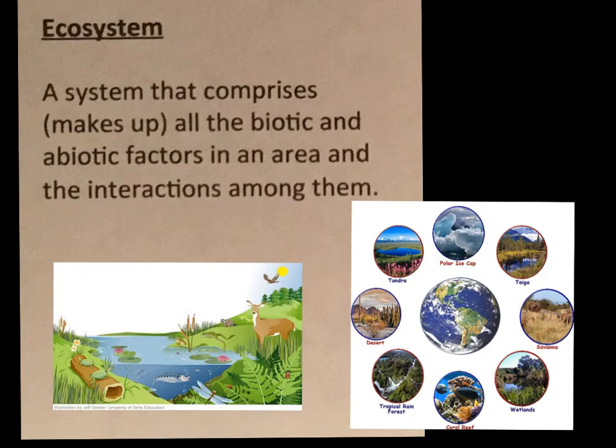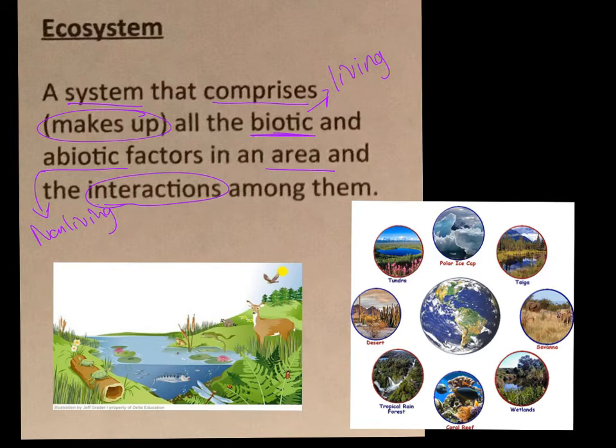Now we get to the big picture, the ecosystem. So right here, an ecosystem is a system that comprises, which means to make up, all the biotic. What did biotic mean again? Great job. All the living. And abiotic, what is abiotic? Great job, non-living. So a system that comprises or makes up all the biotic and abiotic factors in an area and the interactions among them. What does interaction mean again? We looked at that word. Great job. How they all work together.